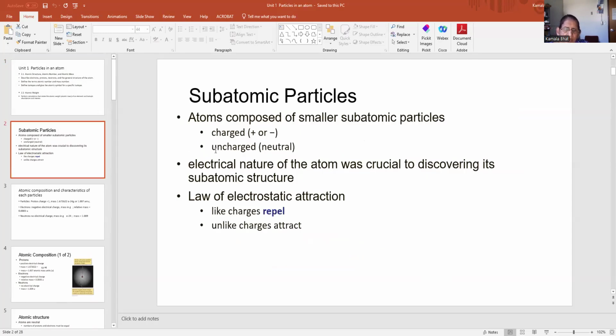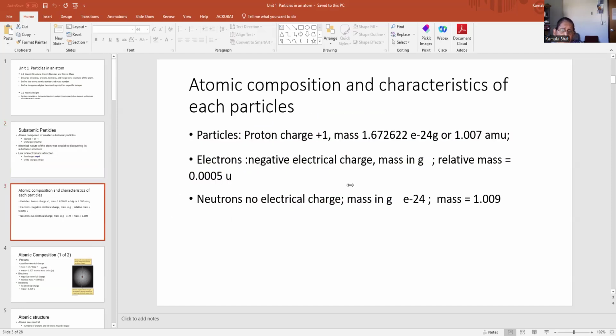Basically, the identification of subatomic particles present in an atom was based on experiments that involved the detection of the charged particles, positive or negatively charged subatomic particles, and the uncharged particle that was present. This electric nature of the atom was very important in discovering its subatomic structure. And we use the law of electrostatic attraction, which says that like charges repel and unlike, opposite charges attract.